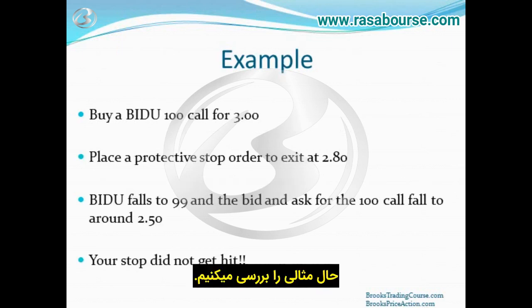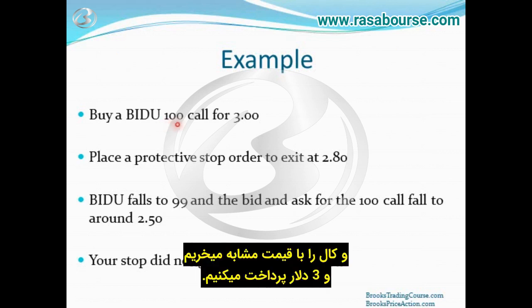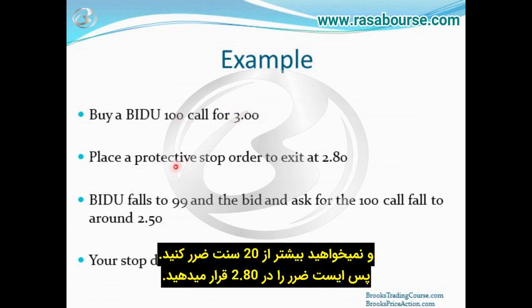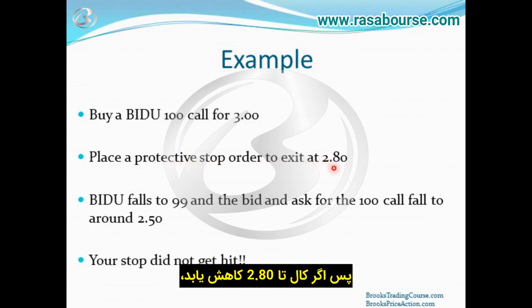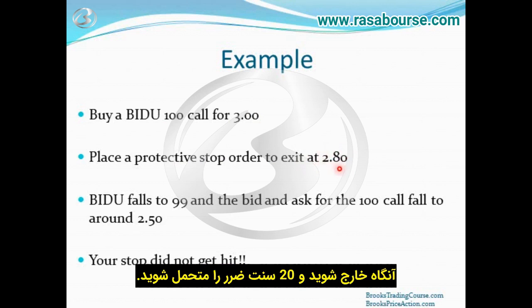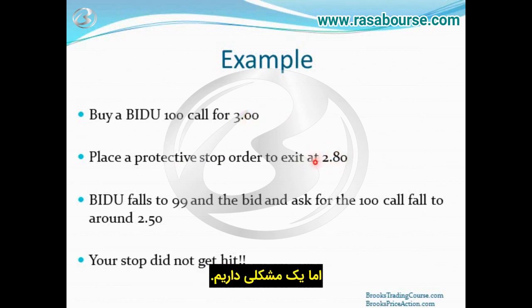Let me give you an example. Let's say Baidu is at 100, and you buy the at-the-money call, the 100 call, and you pay $3 for it. And you say, well, I don't want to lose more than 20 cents. I'm going to put a stop to exit at 2.80. So if my call falls to 2.80, I'm going to get out and take a 20-cent loss. There's a problem with that.